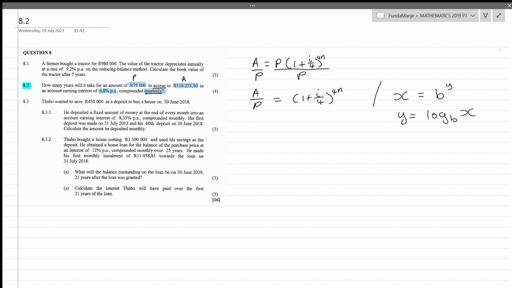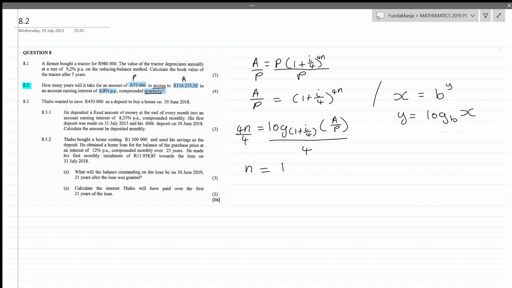Our y is 4n, so I'm going to write 4n is equal to log of base. Our base is 1 plus the interest over 4, and then we put the log of x onto it, which is A over P, like that. And we're still not done. We divide both sides by 4, and then that gives us this.